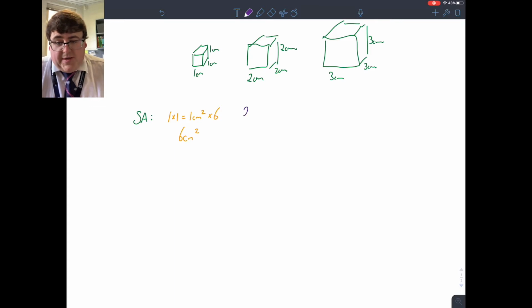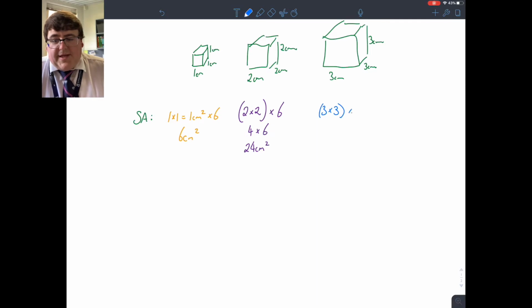Now if we're looking at the 2 centimetre cube, it's 2 by 2. Again, times by the number of sides, which is 6, so 2 by 2 is 4. 4 times 6 is going to be 24 centimetres squared. Finally, we'll look at the surface area for our 3 by 3 cube. Now the 3 by 3 cube is 3 by 3. Times by 6 again for the number of sides, so 9 times 6, and we are going to end up with 54 centimetres squared for the surface area for this larger cube.